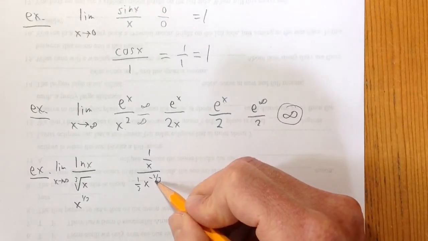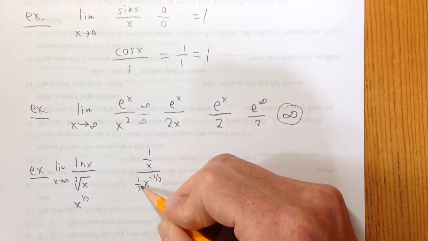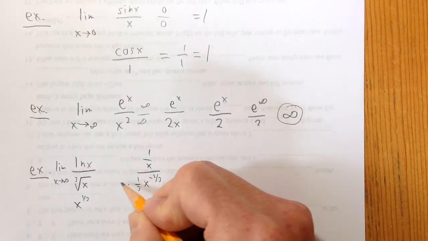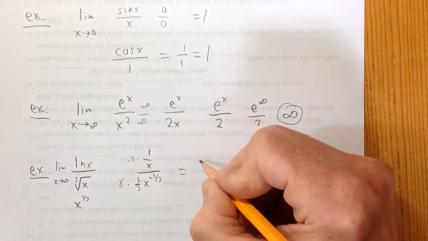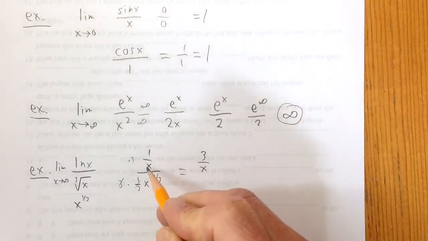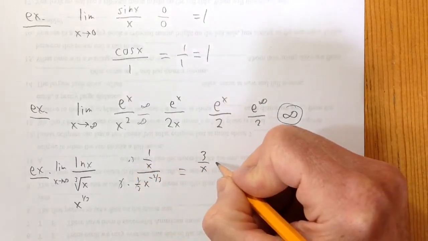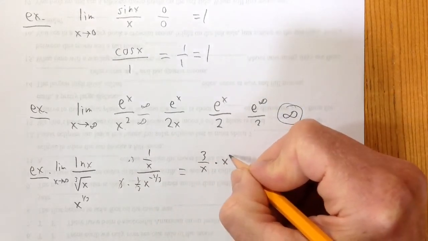X to the negative 2/3 in the bottom is like x to the 2/3 in the top. And dividing by 1/3 is like multiplying by 3. Or let's say we multiply top and bottom by 3, cancels out. So that's equal to 3 over x, that's what's in the top here, right? Multiplied by 3, times x to the negative 2/3 in the bottom is like x to the 2/3 on the top.